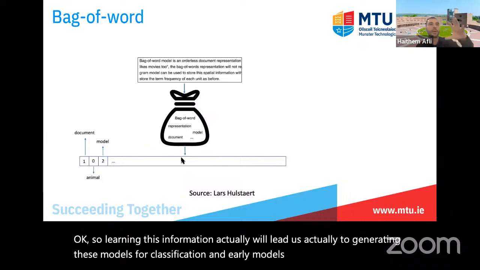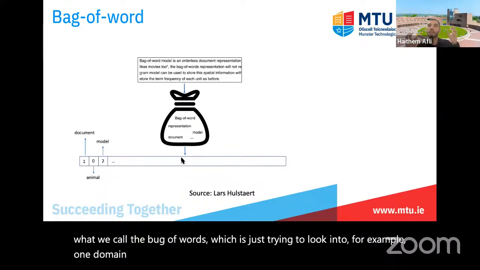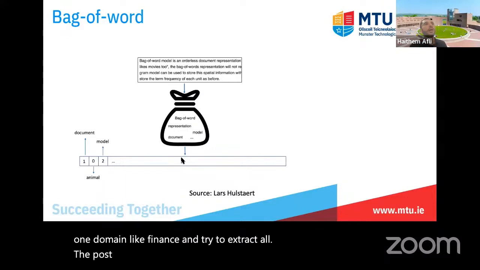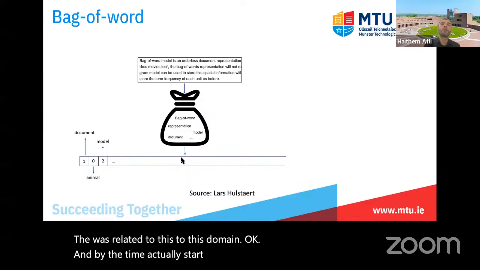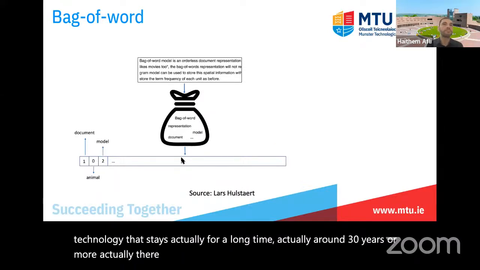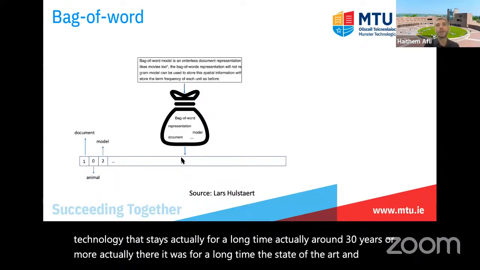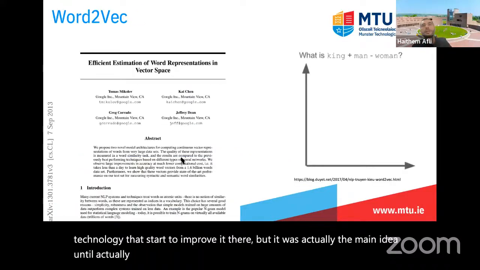And the early models were using what we call the bag of words, which is just trying to look into, for example, one domain like finance, and extract all the possible words related to this domain. And this bag of words was a technology that stayed for a long time, around 30 years or more. It was for a long time the state of the art, and the main idea until 2013.